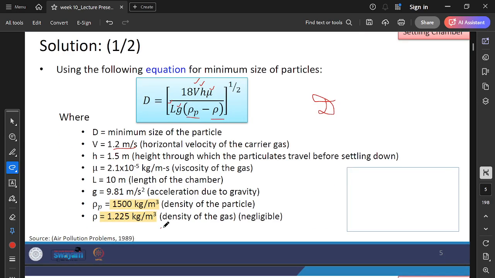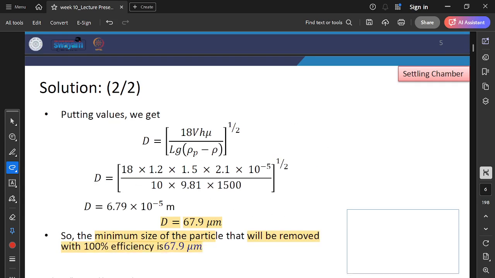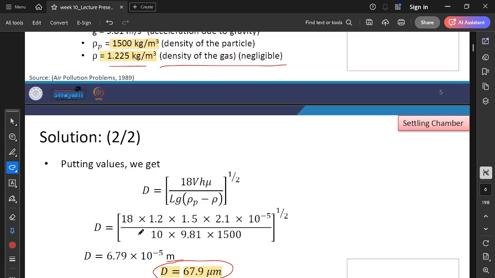The density of the air you can take as 1 or you can take as 0. So 1500 minus 1 or 1500 minus 0 also. Density of the air will be 0 or 1.2 kg per meter cube. That is negligible only. So if you substitute here, you will get the answer D equal to 6.79 10 power minus 5 meter, since all the units are in meters per second.